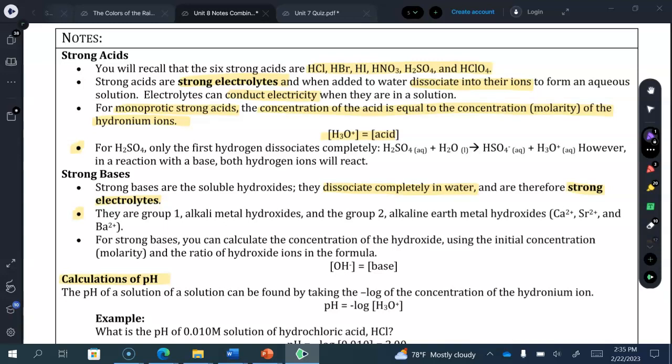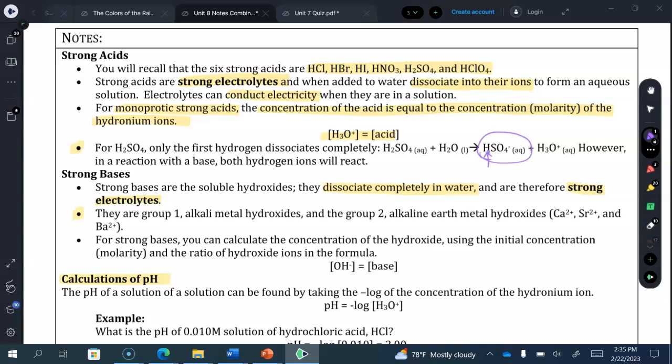For sulfuric acid, only the first hydrogen dissociates completely as shown in this equation. However, in a reaction with a base, both hydrogen ions will react. So the second hydrogen is treated as a weak acid, and it's a different process to calculate that concentration.